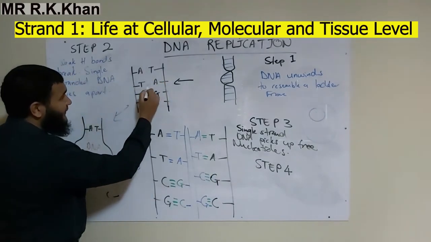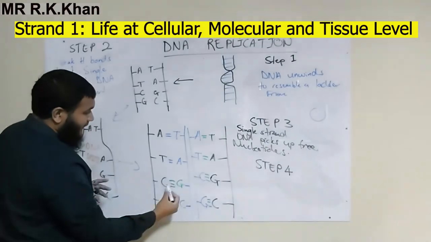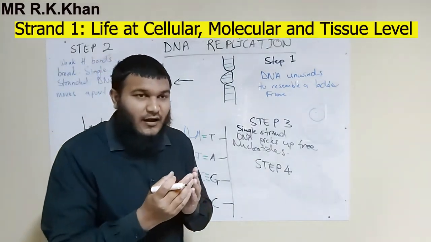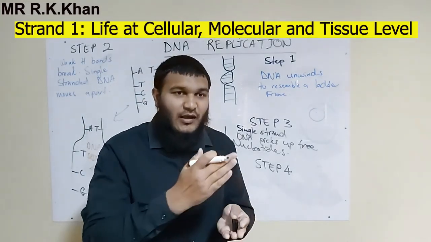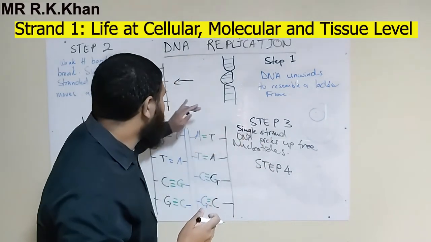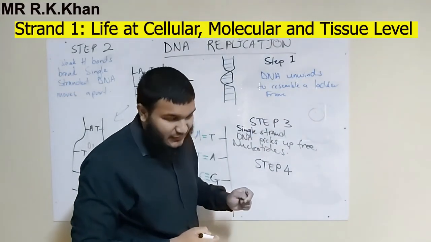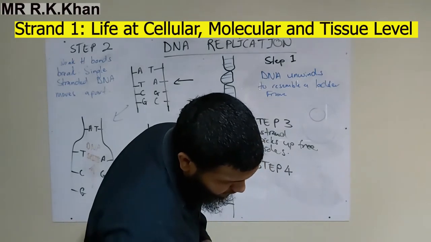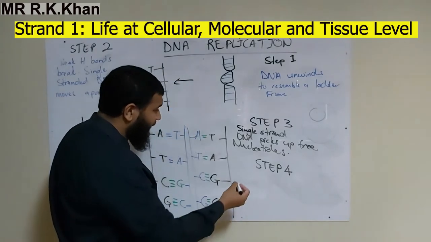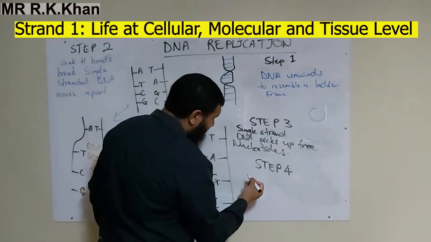You see AT, TA, CG, GC, AT, AT, TA, TA, CG, CG, GC, GC. So we have undergone DNA replication, meaning we have replicated or made a photocopy of the original DNA molecule. So we have undergone step three. Then step four, what happens? These two identical copies become double-stranded.